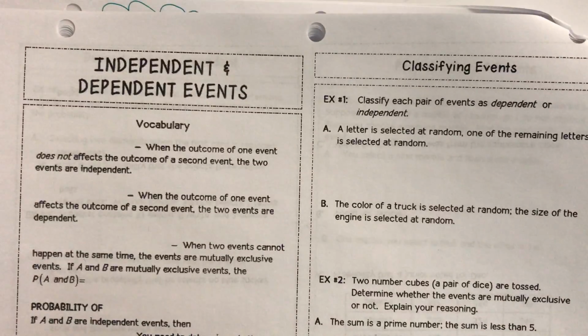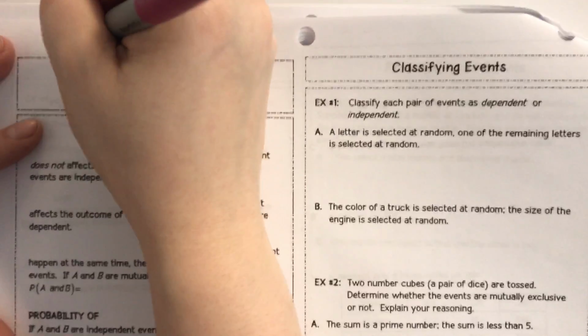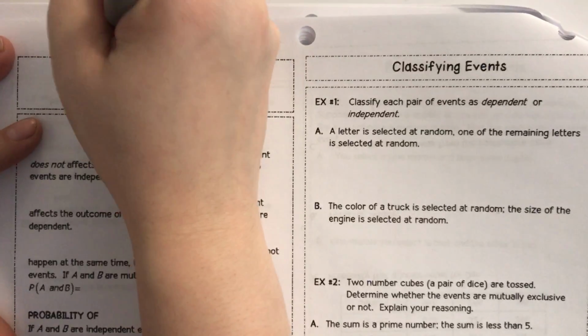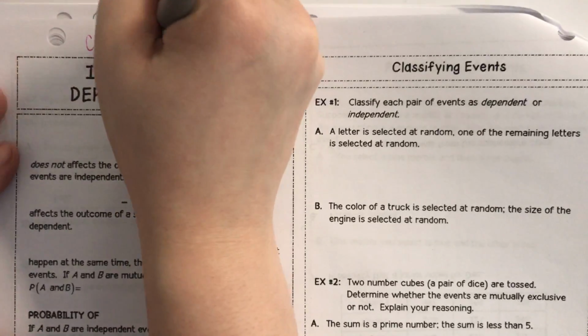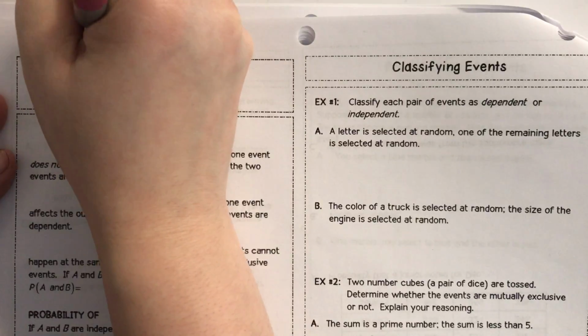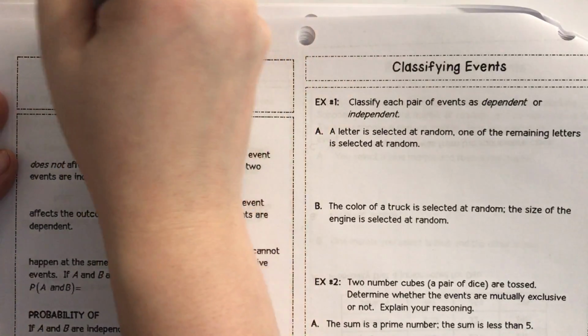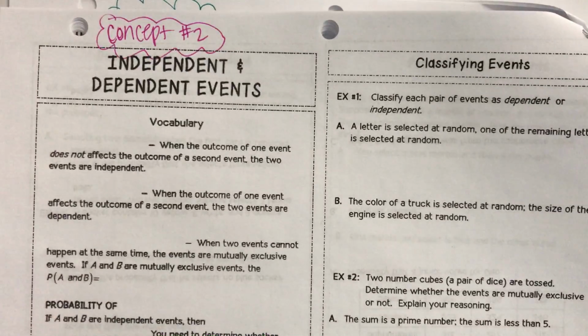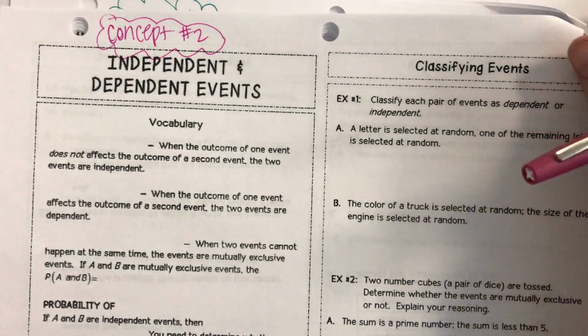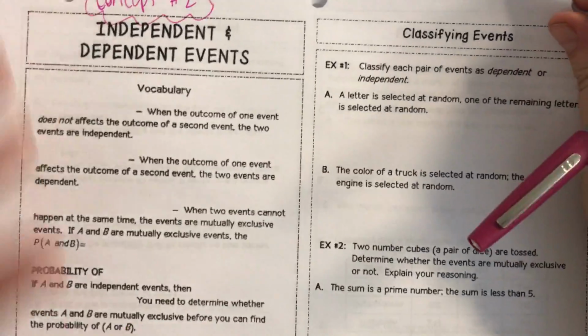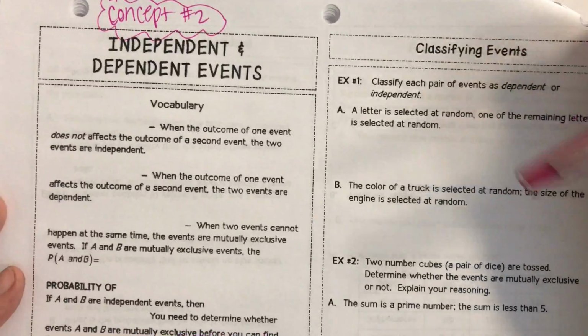Okay, concept number 2 is independent and dependent events. So let's write concept number 2 up at the top so that we know that's what this is. Okay, so before we get started, we're going to fill in some vocabulary so we know what we're talking about when we're doing these examples.